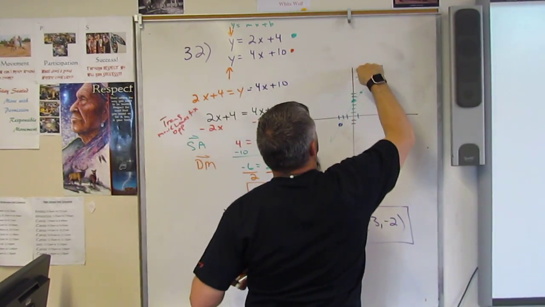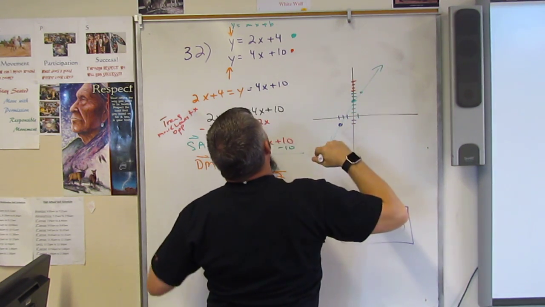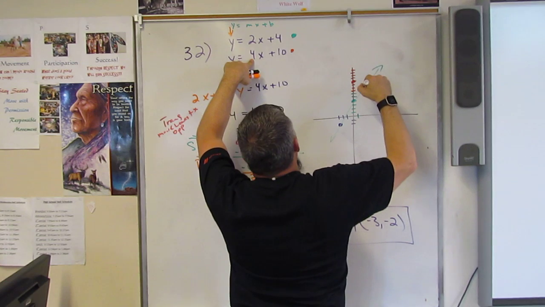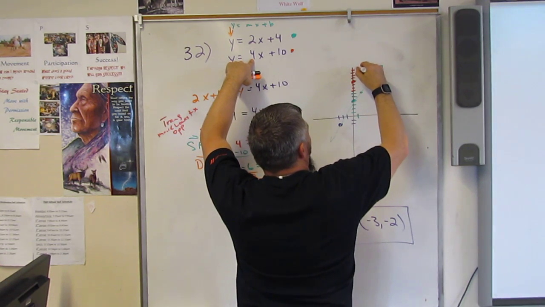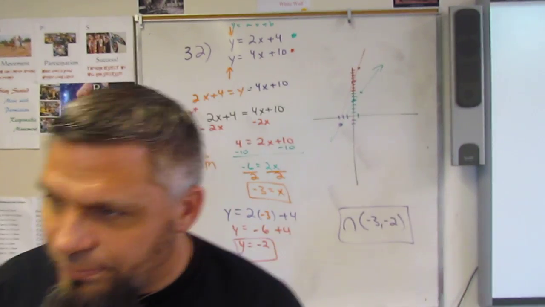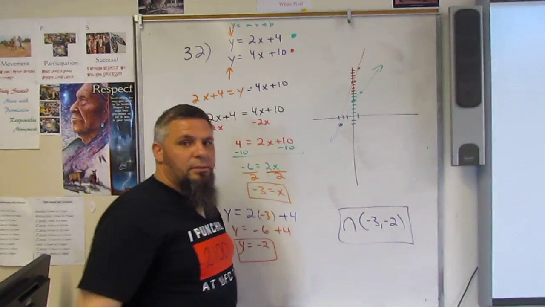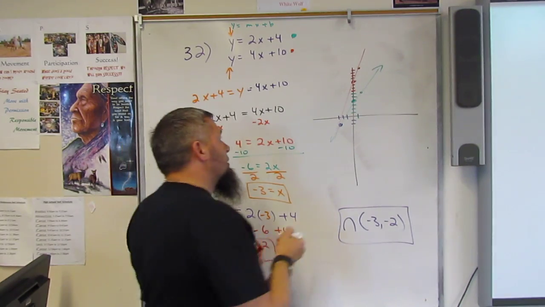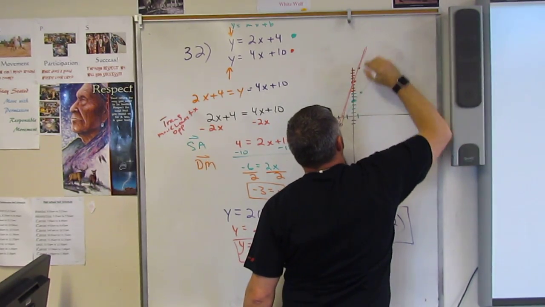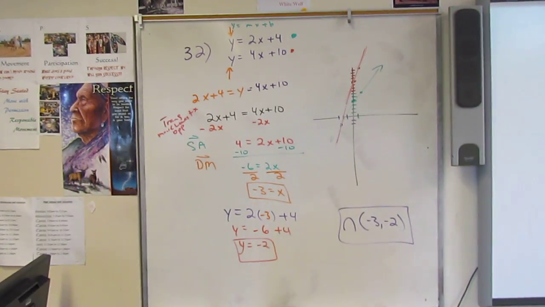Okay? And then the next one I'll make red. And it starts at 10. 1, 2, 3, 4, 5, 6, 7, 8, 9, 10. And it goes up 4 and right 1. And this goes down and meets right there. And that's where they intersect. Does that make sense? Okay, and on your graph, it's going to look a lot better. Believe me. It's going to look a lot smoother. That's it.